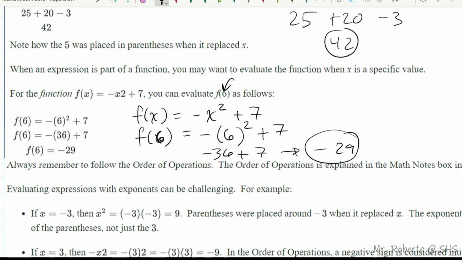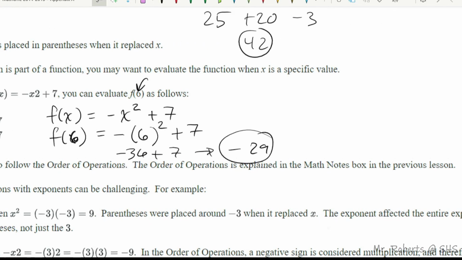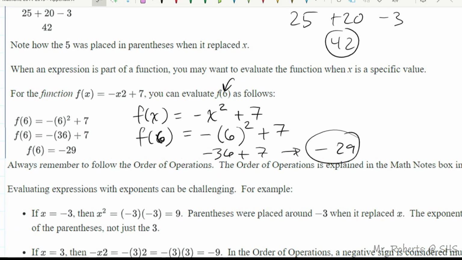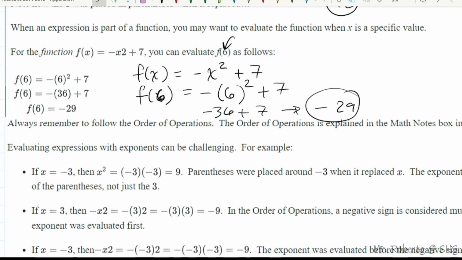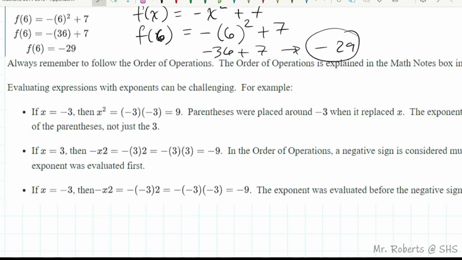Always remember to follow the order of operations. The order of operations explained in the math notes box in the previous lesson. Good to know. We can go back and look at that. And then let's see here. Evaluating expressions with exponents can be challenging.